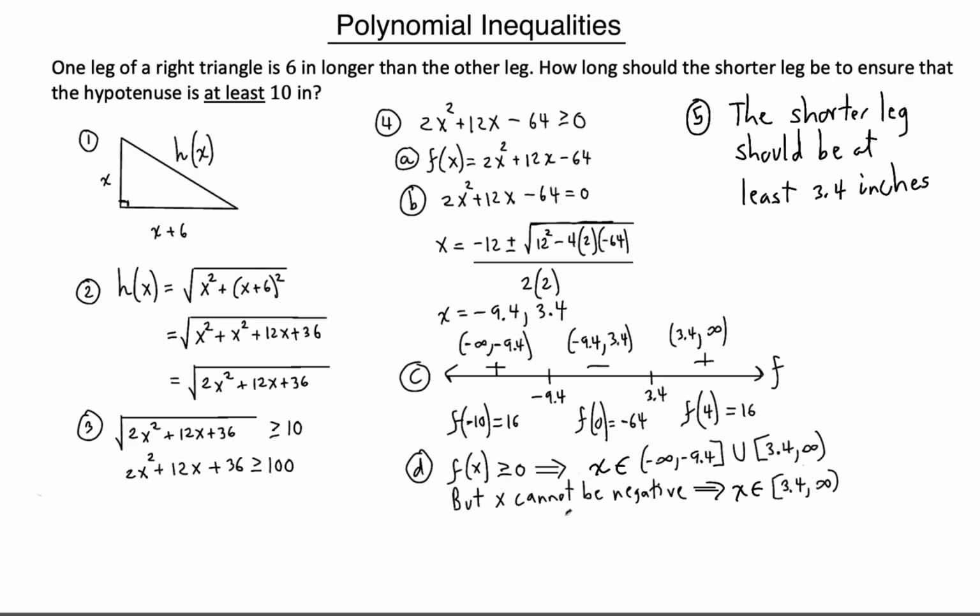However, we know that x cannot be negative because it's the length of a side of a triangle, and that means that only 3.4 to infinity works. So what that means in the context of our problem is that the shorter leg should be at least 3.4 inches in order to ensure that the hypotenuse is at least 10 inches.